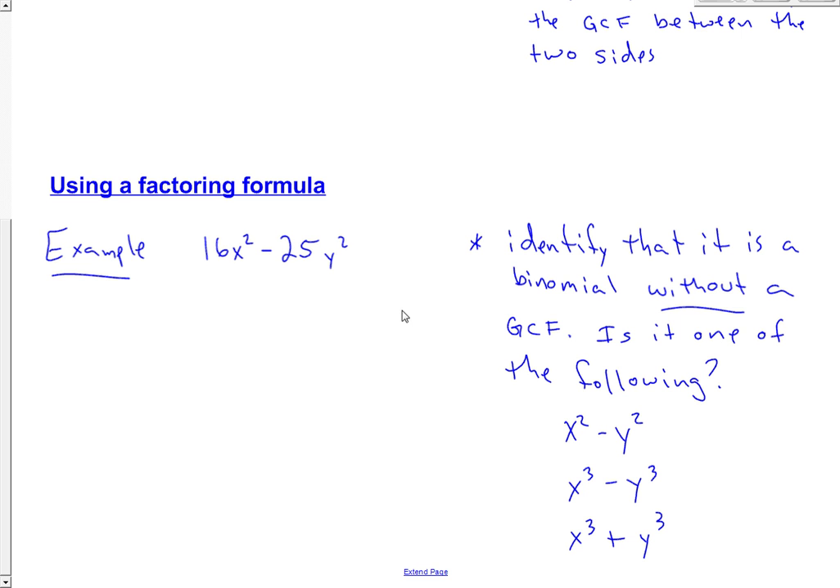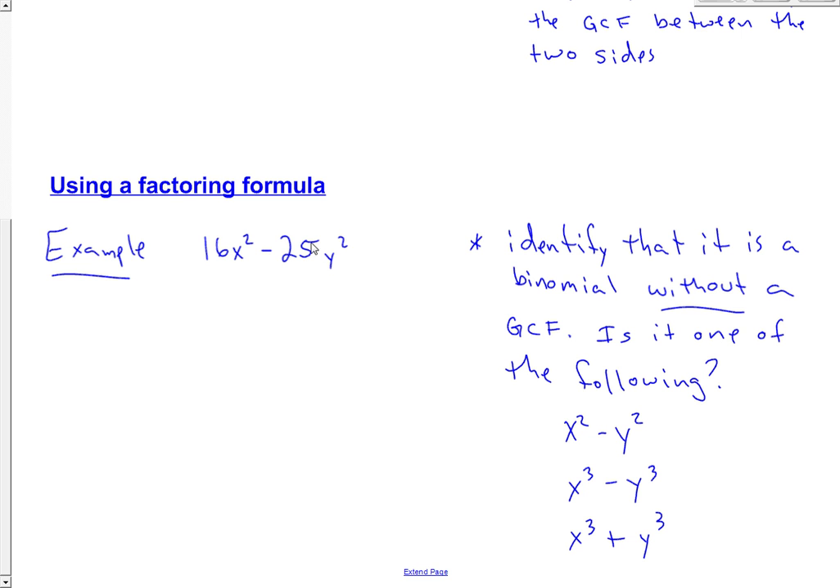Since it's 2 terms, I want to ask myself, is it one of the following types of problems? Do I have something squared minus something squared? Or do I have something cubed minus something cubed? Or do I have something cubed plus something cubed? Well, first of all, this is minus, so I know it's not the third one. And if I look at my exponents on the variable, I have squares, not cubes. So I'm really looking at this as an x squared minus y squared, maybe.